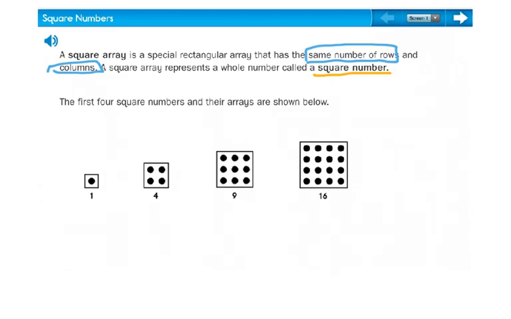So 1 is a square number because there's 1 row and 1 column. 4 is a square array. It has 2 in each row and 2 columns. 9 is a special array called a square number. It has 3 in each row and there are 3 columns. 16 is a square number. It has 4 in each row and this one has 4 rows.